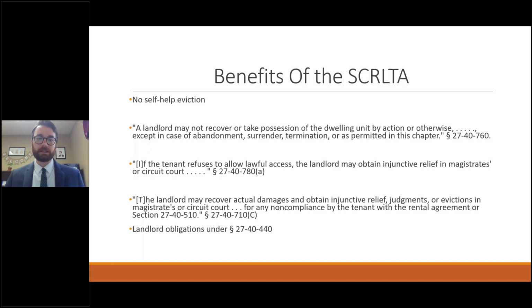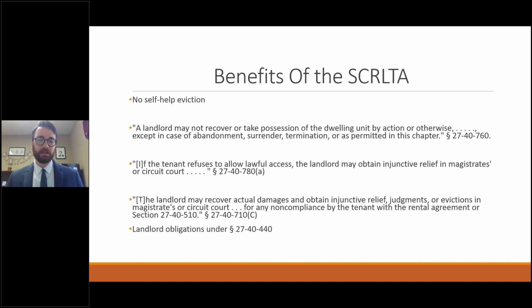So some of the benefits of the South Carolina Residential Landlord Tenant Act, which I'm just going to abbreviate SCRLTA, are things like no self-help evictions. And that's a big thing, especially when it comes to living in a hotel, an apartment, or a house. The law is pretty simple. A landlord may not recover or take possession of a dwelling unit by action or otherwise, except in case of abandonment or surrender or termination by the tenant.